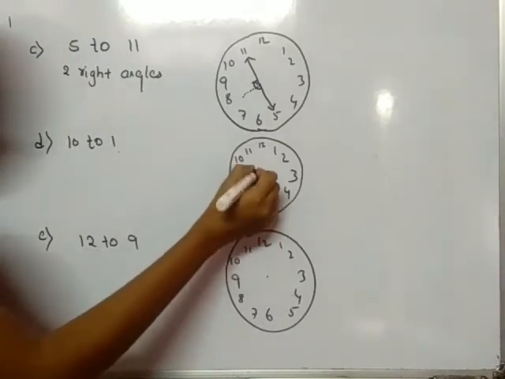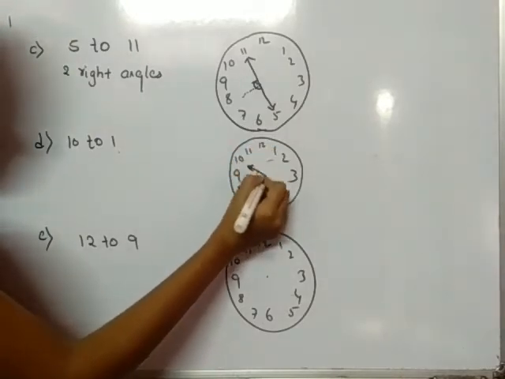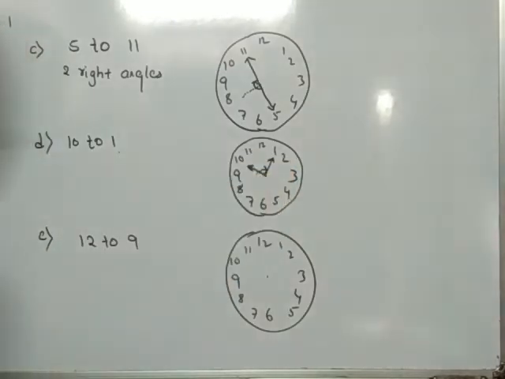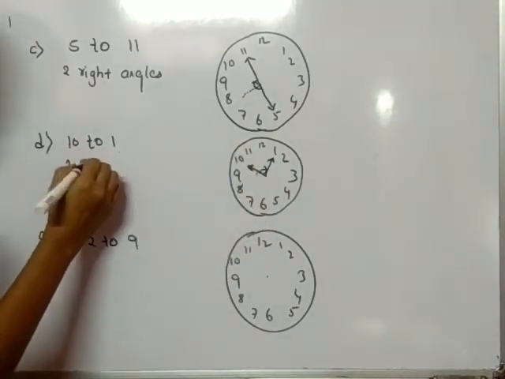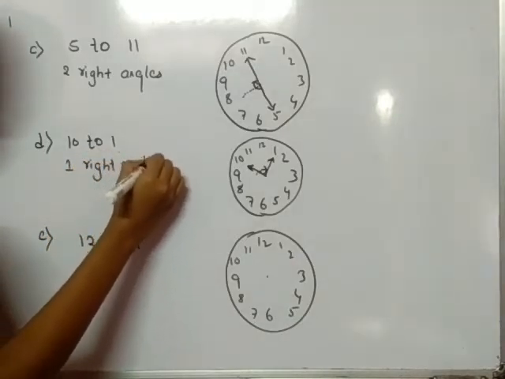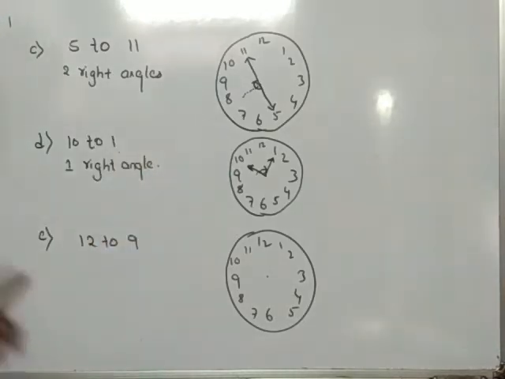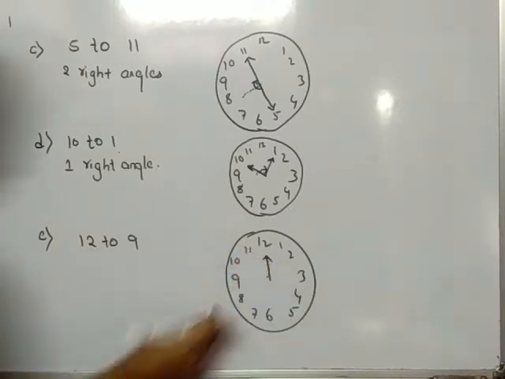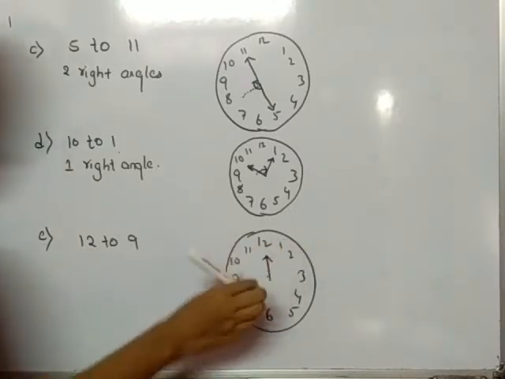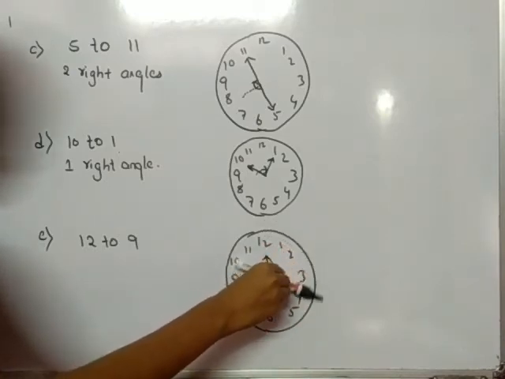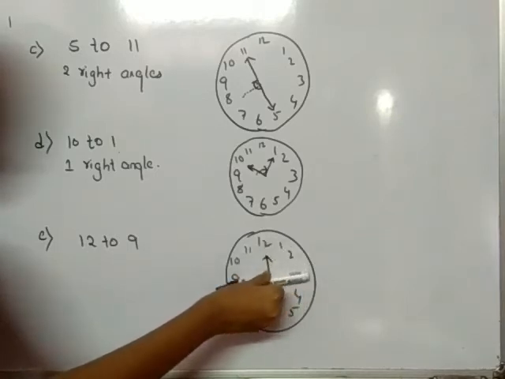This is 10. It moved from 10 to 1 here. In this direction it is moving. From 10 to 1, you can see it has traced only one right angle. One right angle. Then E, first it is facing towards 12 and after turning it is turning in this direction, right? And it came to the 9 here.